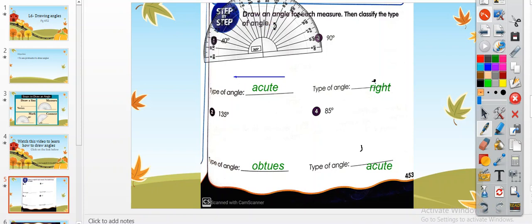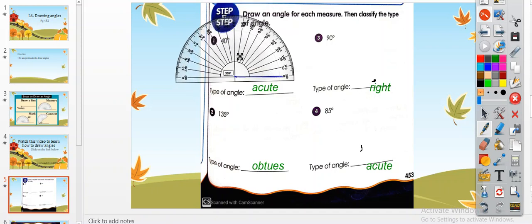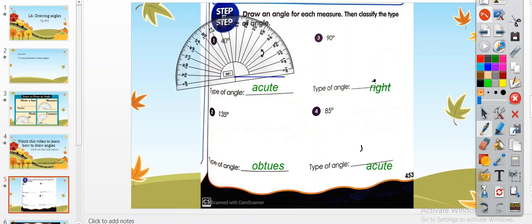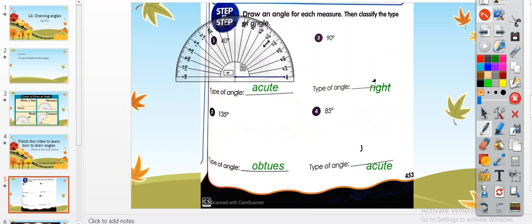Put the center exactly on the center of the protractor. Make sure it is not slided. Just this line here on the 0 is exactly on the line that you drew. Exactly. Yes, here we have. The line is exactly on the line and the vertex is exactly here.